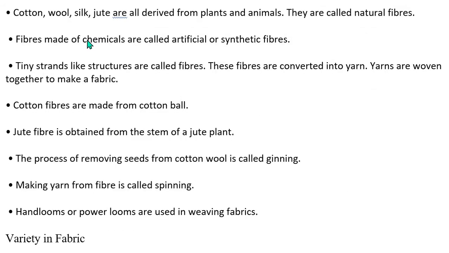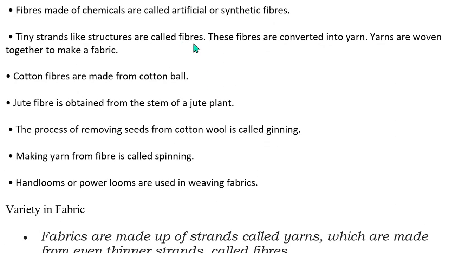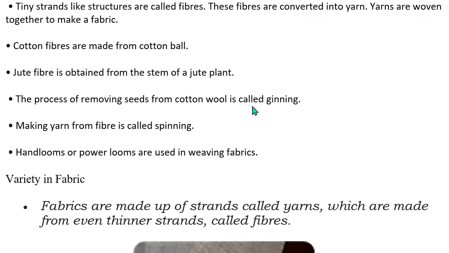Let's see some important points about fabrics. Cotton, wool, silk, and jute are all derived from plants and animals, and that's why they are called natural fibers. Fibers made of chemicals are called synthetic or artificial fibers. Tiny strand-like structures are called fibers. These fibers are converted into yarn. Yarns are woven together to make a fabric. So it's a process of making fabric from fiber.